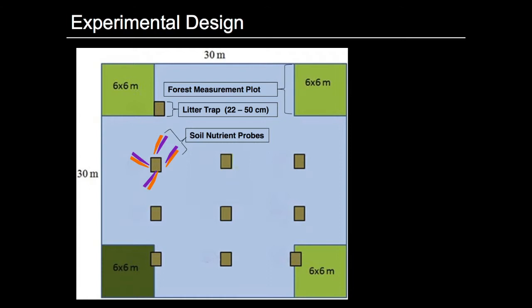In the stands, I deployed 10 litter traps throughout the stand to capture litter throughout the season. I collected that litter 3 times throughout the growing season. It was a 138-day period.